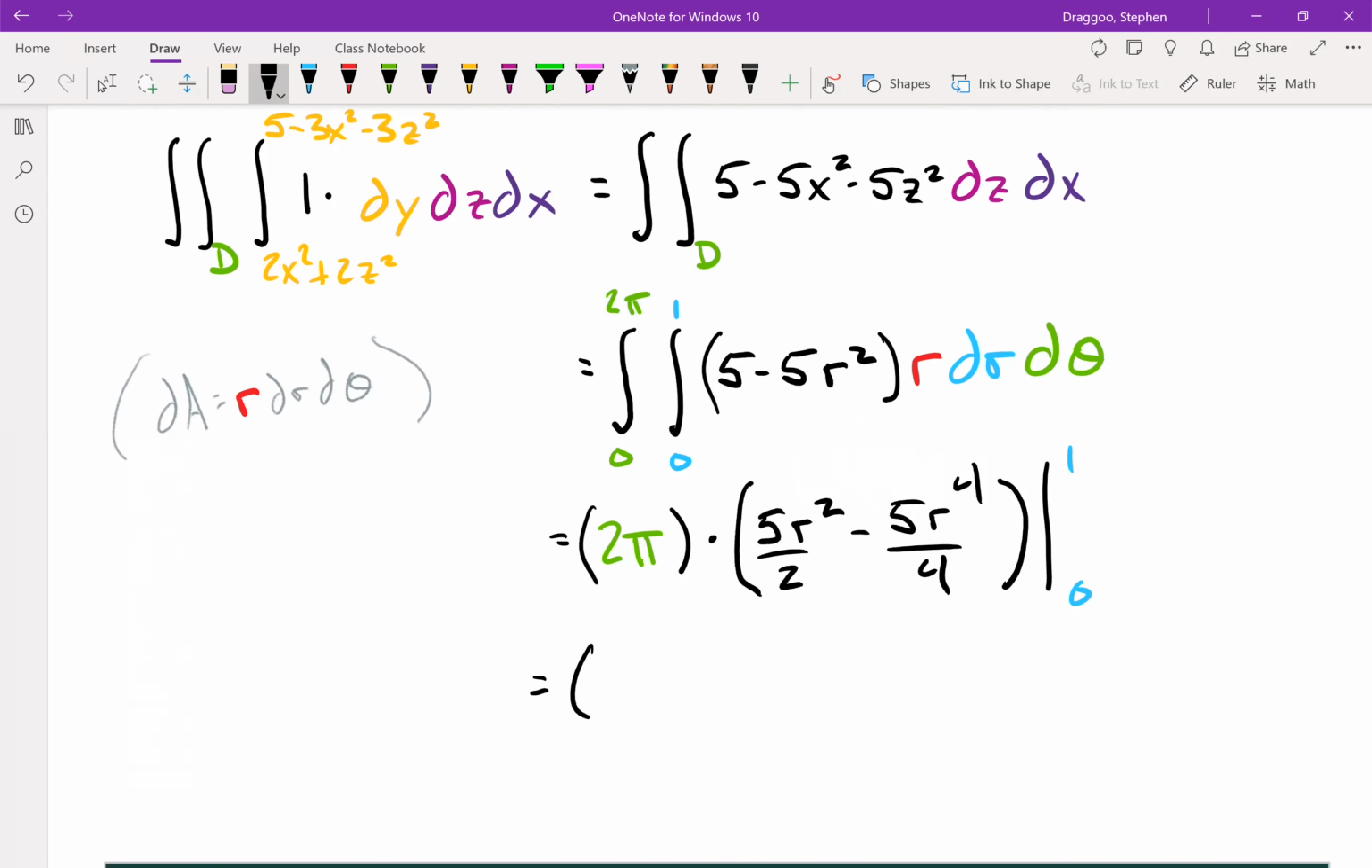So we've still got our 2 pi times, if we plug in 0, it's 0, so we don't have to worry about that. Plugging in 1, 5 over 2 minus 5 over 4. Pretty sure that simplifies to just 5 over 4. Yeah, 5 over 2 minus 5 over 4 simplifies to 5 over 4. And if we multiply that together, 5 pi over 2 is what we end up with.